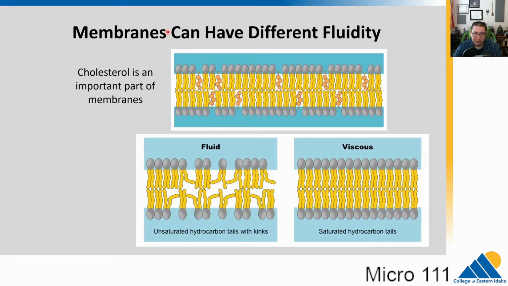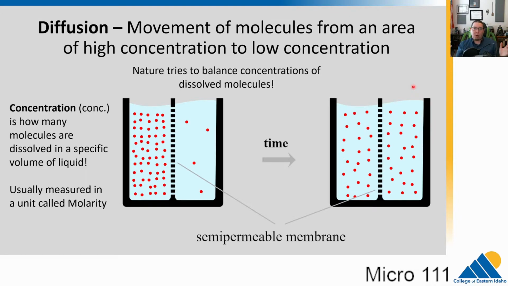Okay, so membranes self-arrange in this phospholipid bilayer, and membranes form a barrier, and they're going to let certain things across and other things not across. And we'll come back to what can go across, but we need to talk about a very basic principle called diffusion. Diffusion, and I definitely want you to know this definition, is the movement of molecules from an area of high concentration to low concentration.